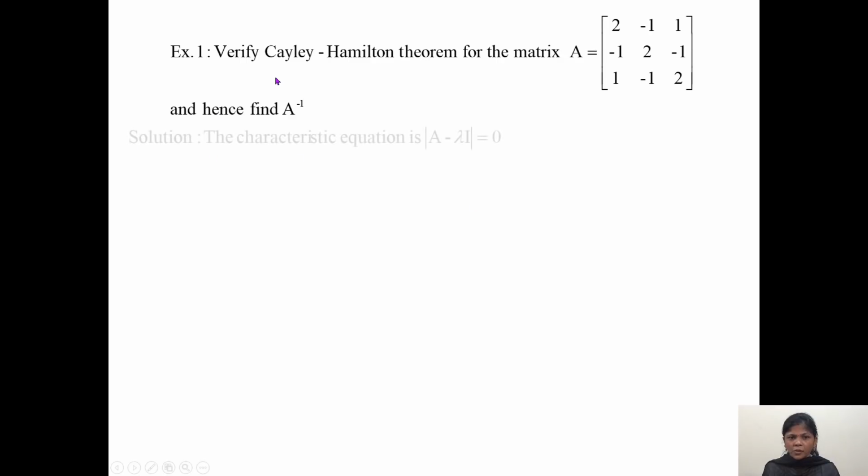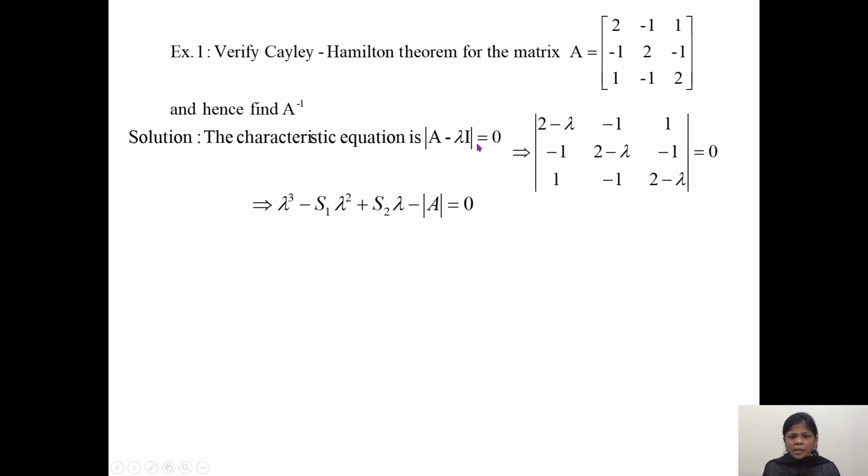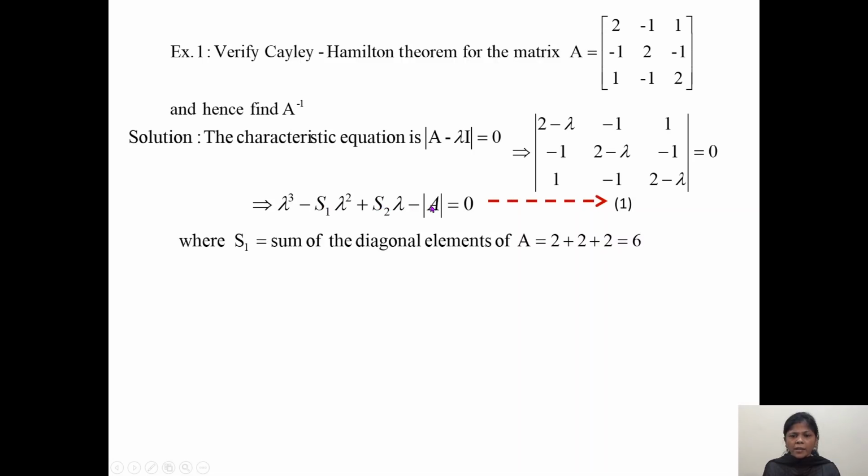Now, based on this, let us see the first example. It says: verify the Cayley-Hamilton theorem for the matrix A and hence find A inverse. So here we have to find two things. First is verification of the Cayley-Hamilton theorem, and second is to find the inverse using the Cayley-Hamilton theorem only. As we have seen, we will start with the characteristic equation. This can be written as lambda cube minus S1 lambda square plus S2 lambda minus determinant of A equal to 0. Find S1, S2 and determinant of A.